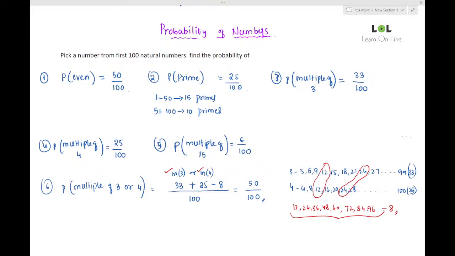So the shortcut of just taking the difference between 25 and 33 will work only when they are co-primes. If they are not co-primes, it won't work, Chandana. So don't go with that one.